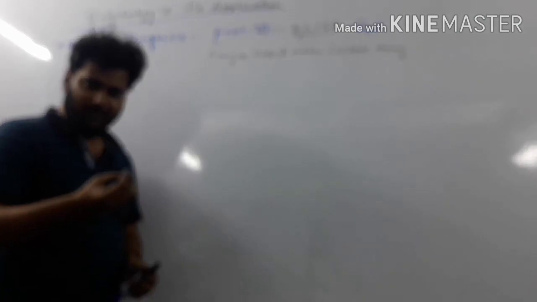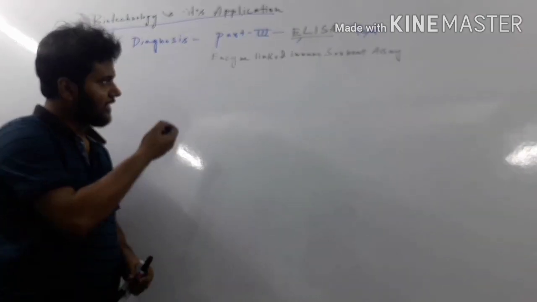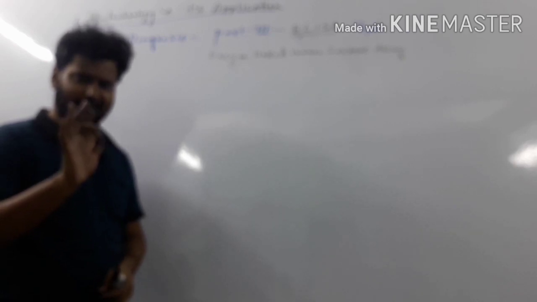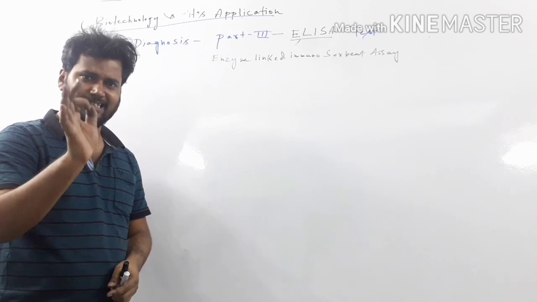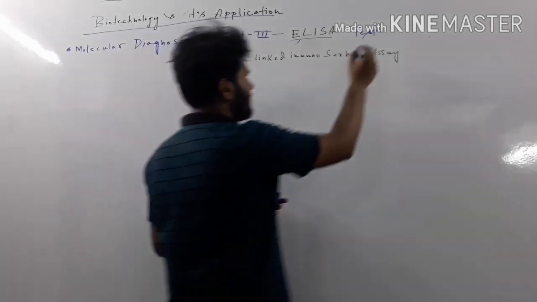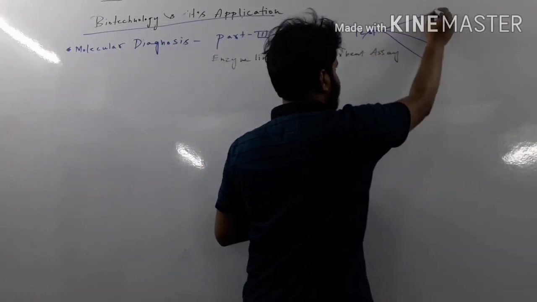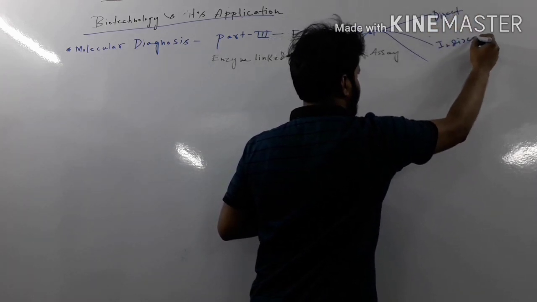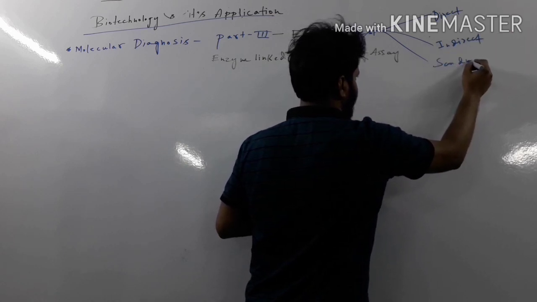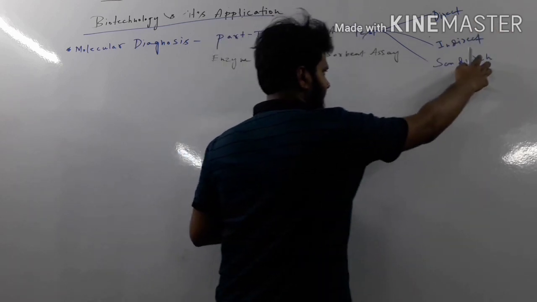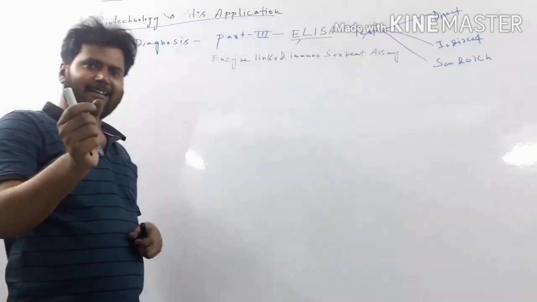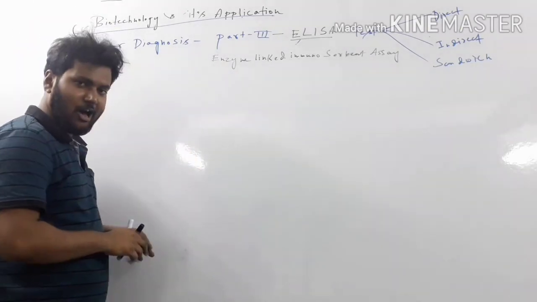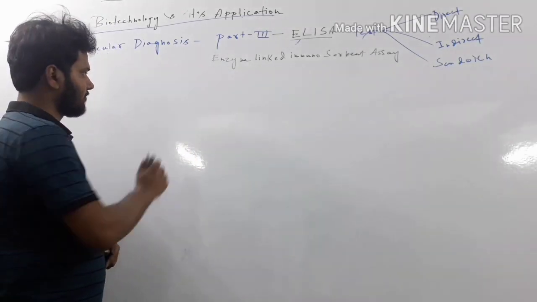Let us now discuss the detailed procedure of the ELISA test. There are basically three types of ELISA test: one is direct, one is indirect, and another one is sandwich. We will discuss only the direct ELISA test as per our syllabus. So let us now see how the ELISA test is done.